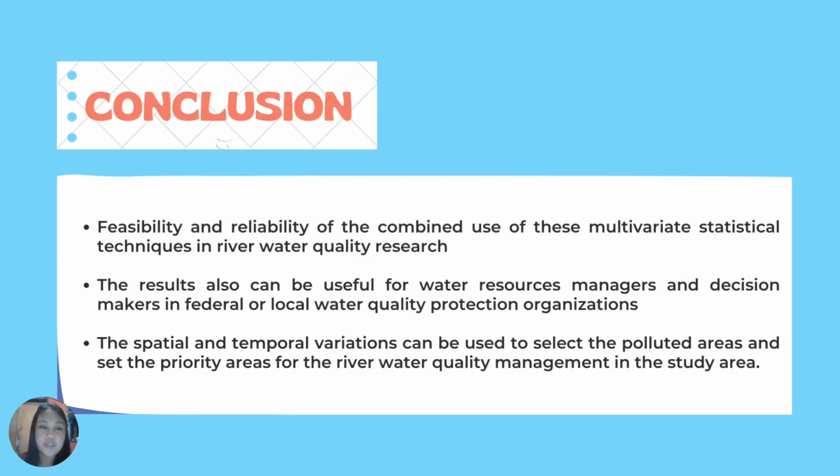Conclusion: this study showed the feasibility and reliability of the combined use of these multivariate statistical techniques in river quality research. The results can also be useful for water resources managers and decision makers in federal or local water quality protection organizations. The spatial and temporal variation can be used to select the polluted areas to set the priority areas for river quality management in the area.